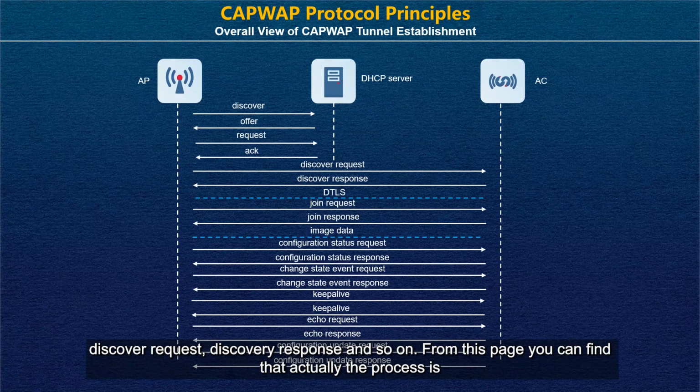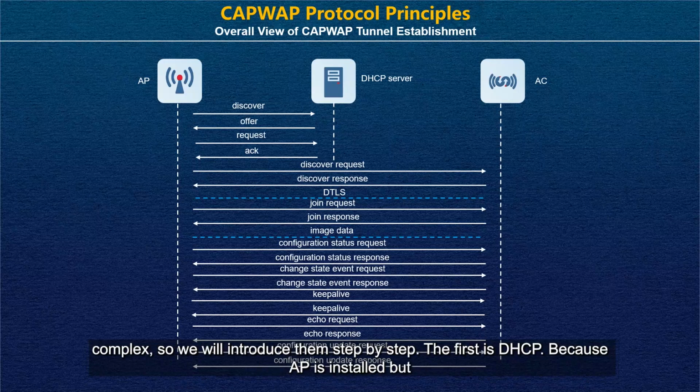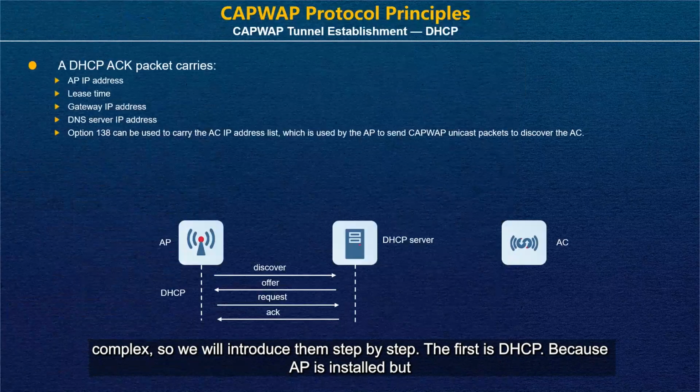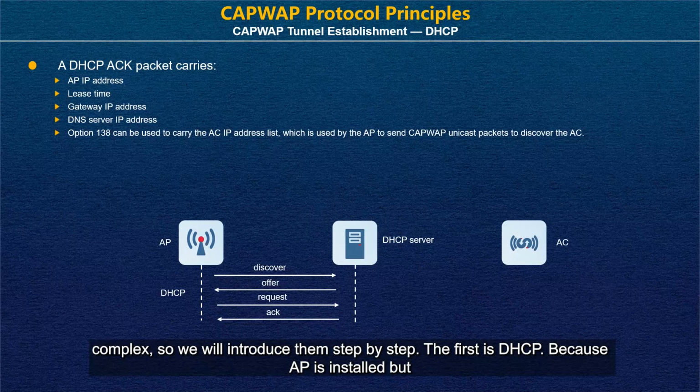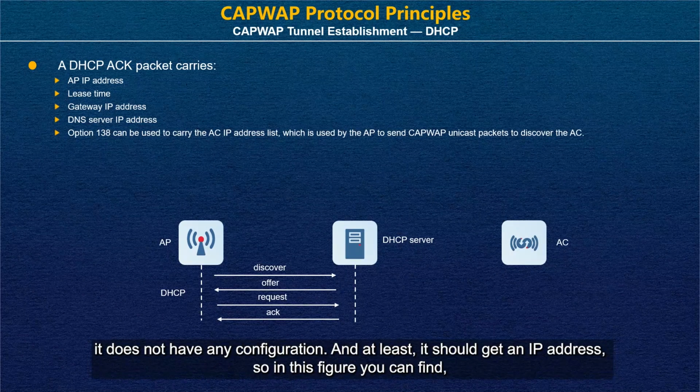From this page, you can find the process is actually complex, so we will introduce them step by step. The first is DHCP. Because the AP is installed but does not have any configuration, at least it should get an IP address.